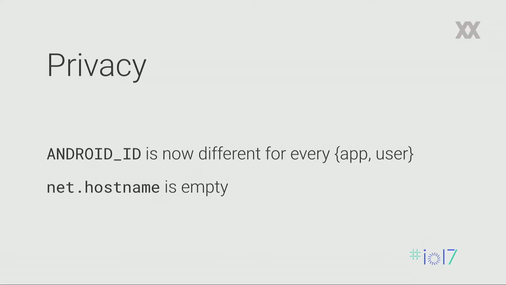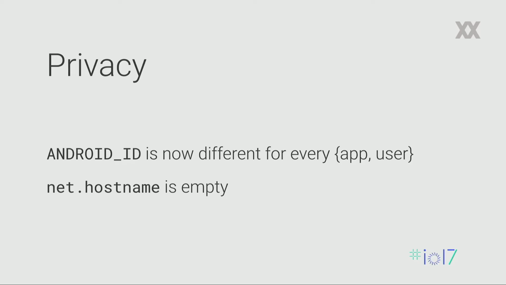There's a lot going on in Android security in this release, and we only have a little bit of time to talk about it. I wanted to highlight some of the privacy improvements that are new in Android O. If you've been using Android ID, you need to know now that it is going to be different for every app, for every user on the device. So it can't be used to track users between apps on the same device anymore. Similarly, if you've been reflecting into system properties to get net.hostname, it is empty now.